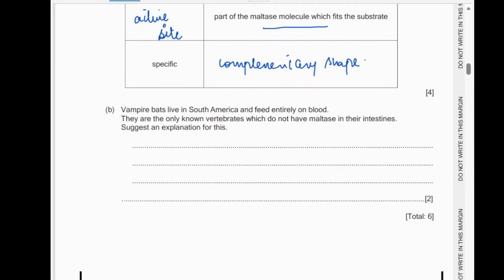No, glucose. Okay. Another question is: bats live in South America and feed on blood. They do not have maltase. Why do you think so? Exactly, because they're feeding on blood and the blood already contains dissolved glucose. So blood contains the dissolved glucose. That's why they don't need the breakdown of starch. So if there is no breakdown, it means maltase is not needed.